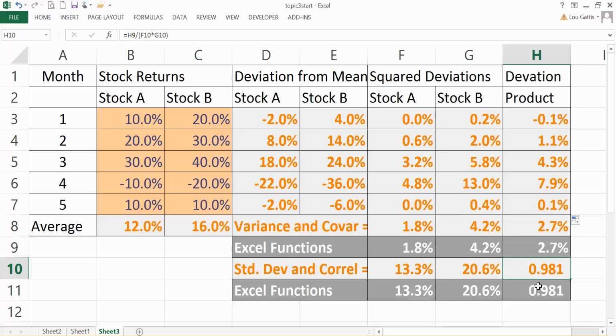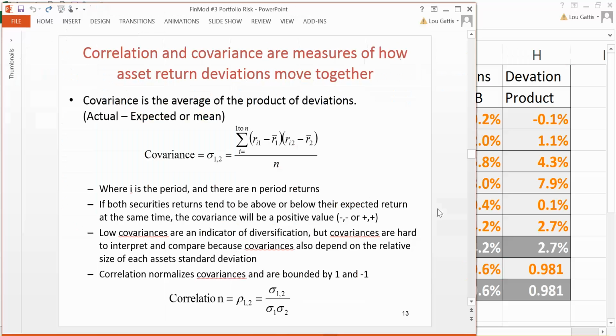So when we calculate the covariance of asset 1 and asset 2, divided by the product of the two standard deviations, you get 0.98. And what you see is that's a very strong relationship. 1 would be perfectly correlated, negative 1 would be perfectly negatively correlated. So that's what variance and covariance and correlation mean.